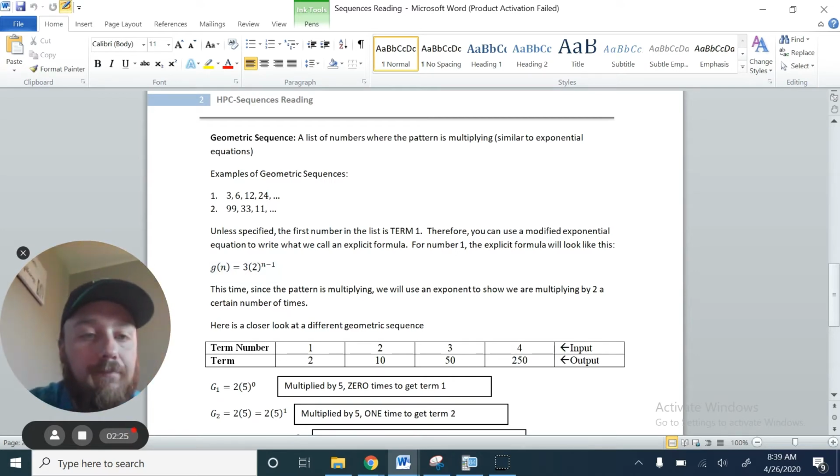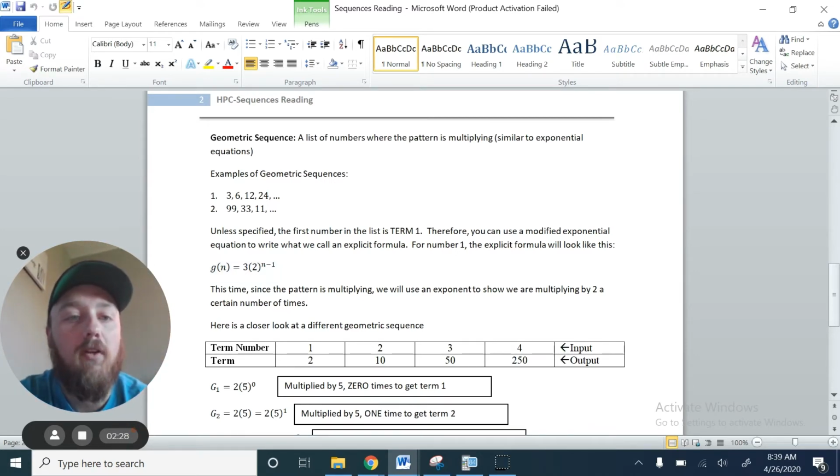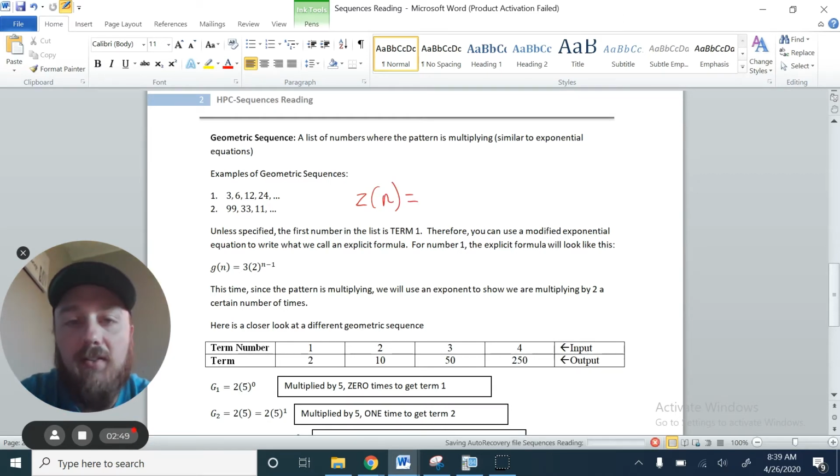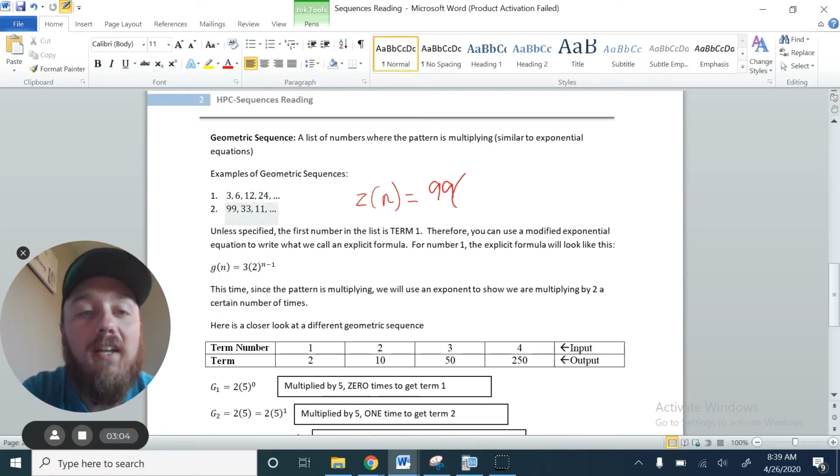Let's try and figure out if we can get an equation for number 2. So if we look at the pattern of this equation, we'll call this one z, because z is a really cool letter. Z sub n, or z of n. Okay. So in that case, the equation z of n, we want to start with our first term, so 99, times our multiplier, but that's not 2, obviously, here. We're not taking 99 times 2 to get 33. We're actually dividing by 3 to get 33.